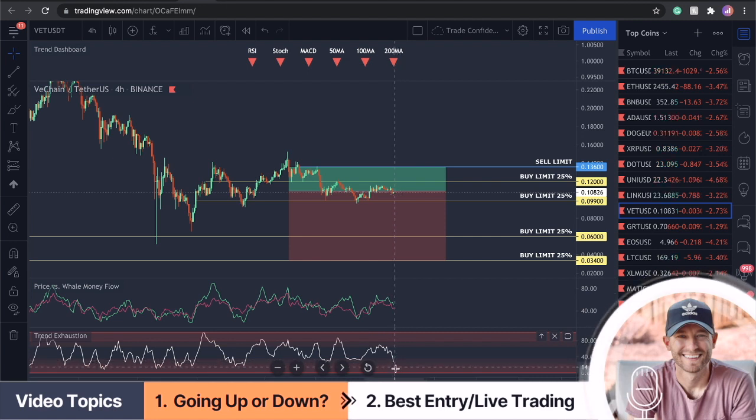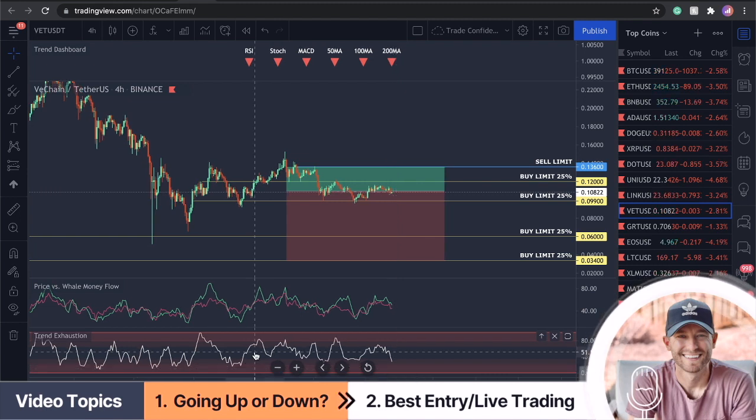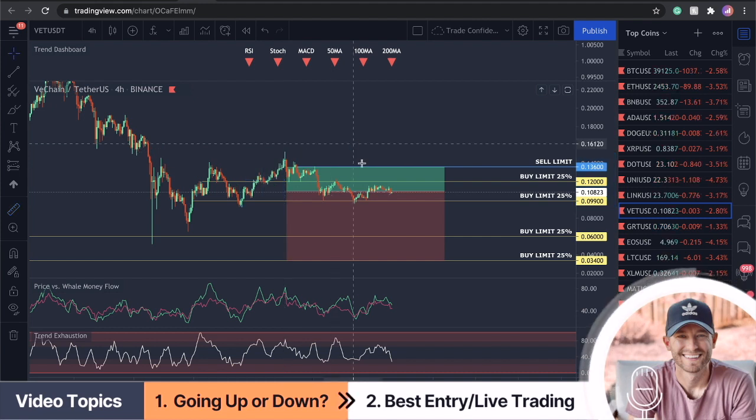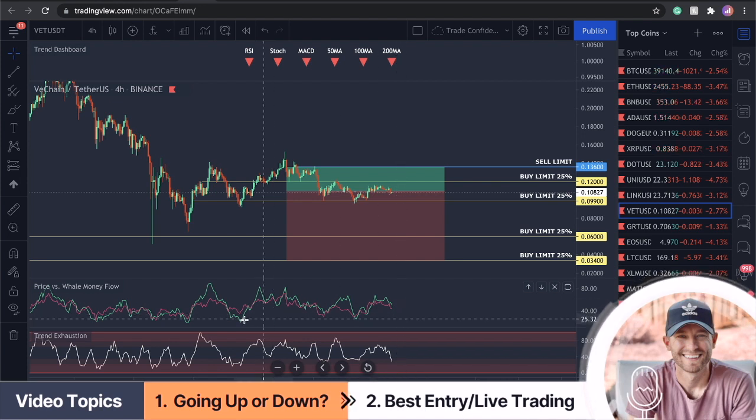When this trend exhaustion gets down this low, this is when we can expect to see some pretty nice spikes in the market. Last time we got down here, we ended up seeing a very nice move of 64%. So could we see a 64% move here within this week being initiated? Yes, I do believe that is possible. But if we get the whale and the price versus the whale money flow moving down to the bottom, that will also be a good indication to me that the whales might be looking to buy this dip and then start to push the price back up.